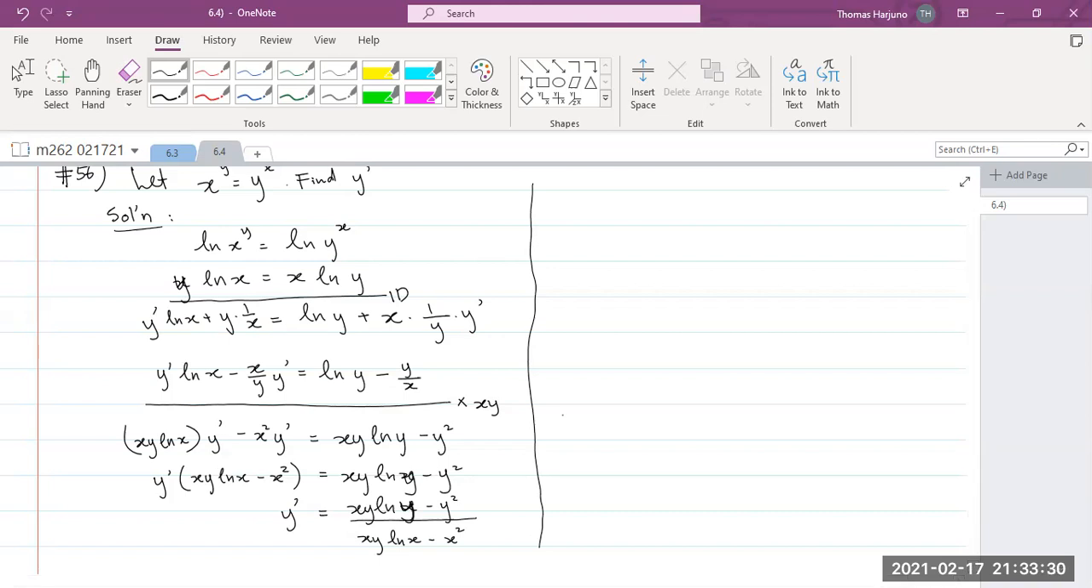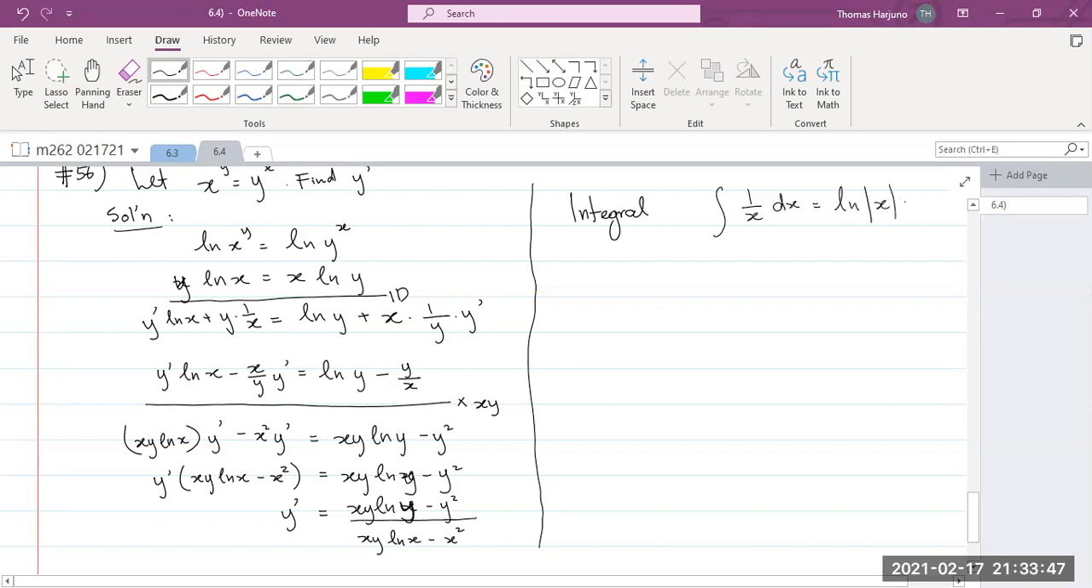Let's do integrals. For the integral, we know the integral of 1 over x dx is ln of the absolute value of x plus a constant. Okay. So let's say we do number 74.